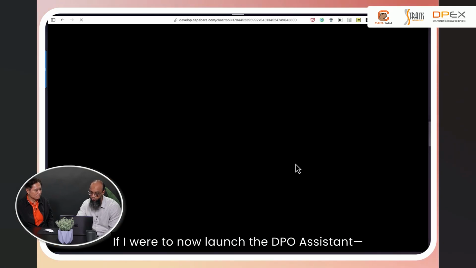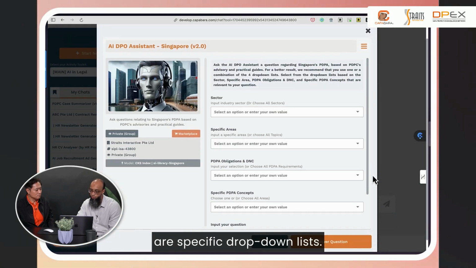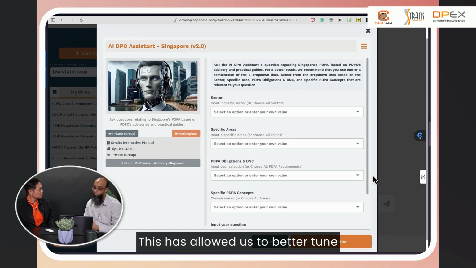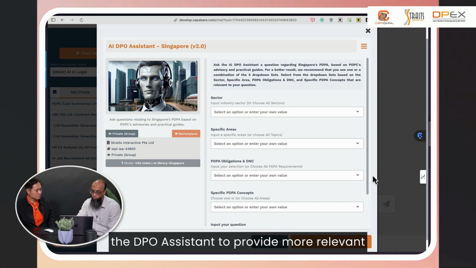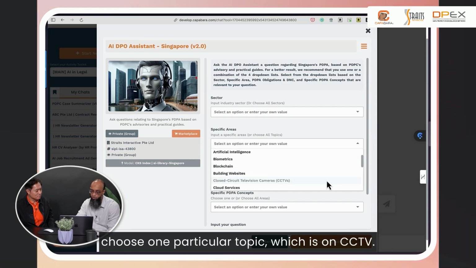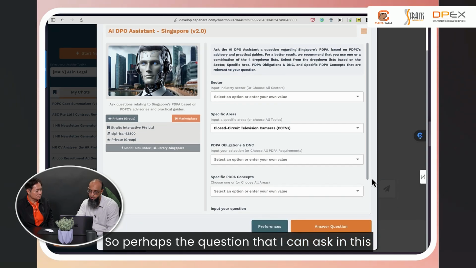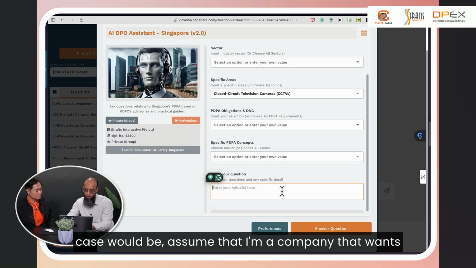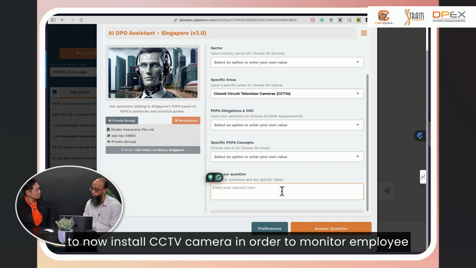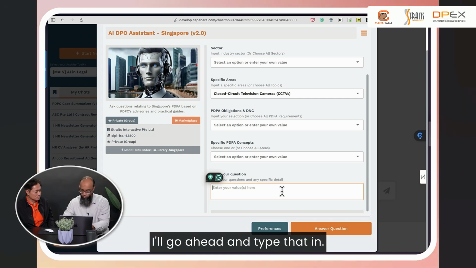If I were to now launch the DPO assistant, here you can see that there are specific drop-down lists. This has allowed us to better tune the DPO assistant to provide more relevant answers for queries that are asked. So perhaps I can just go ahead and choose one particular topic, which is on CCTV. So perhaps the question that I can ask in this case would be, assume that I'm a company that wants to now install CCTV cameras in order to monitor employee behavior as well as for safety and security. What are the considerations? I'll go ahead and type that in.